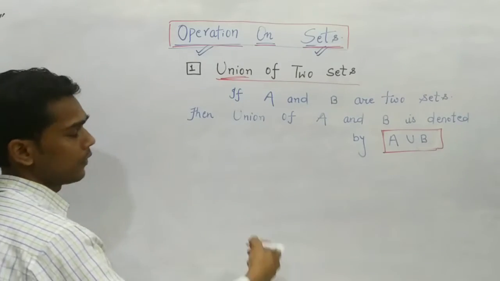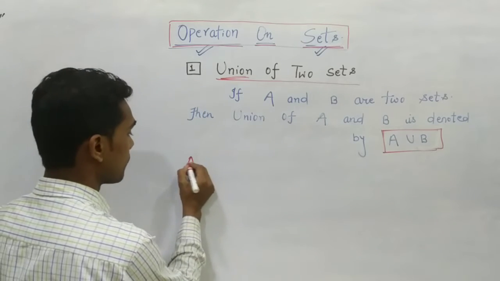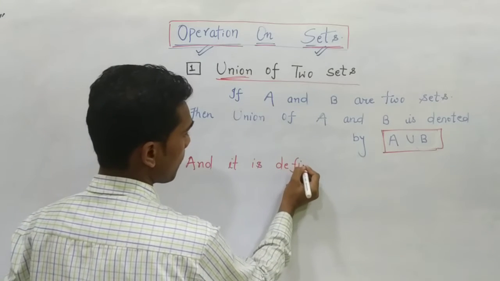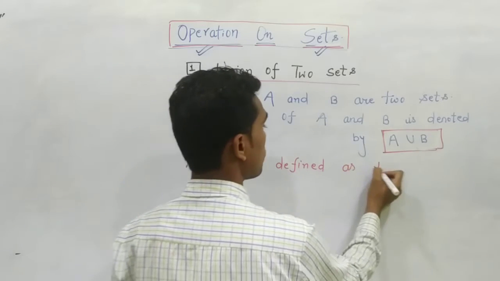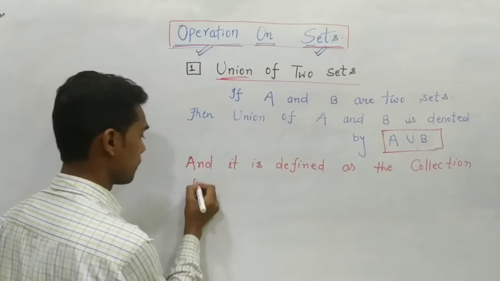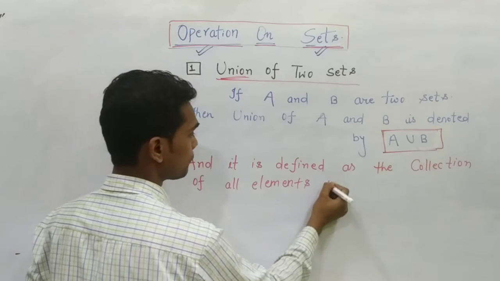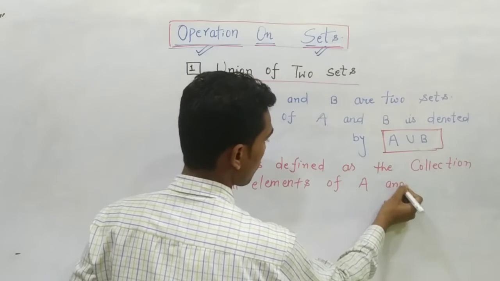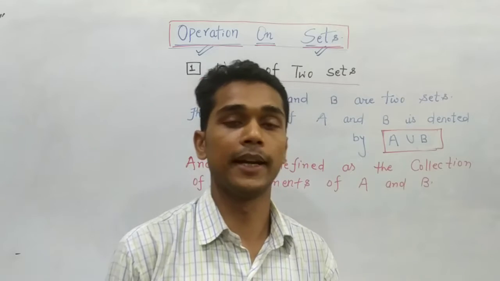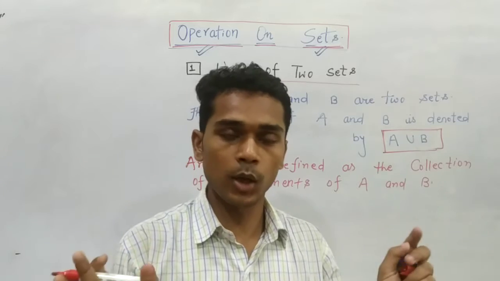Now we are going to define A union B. What is A union B? It is defined as the collection of all elements of A and B. It is either present in A or present in B or in both. Simply, the collection of all elements.